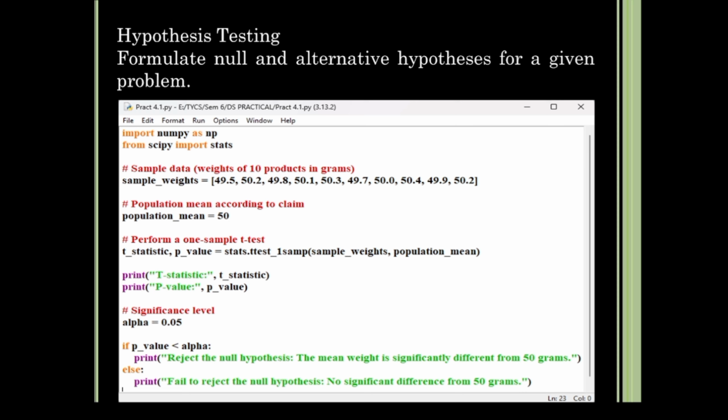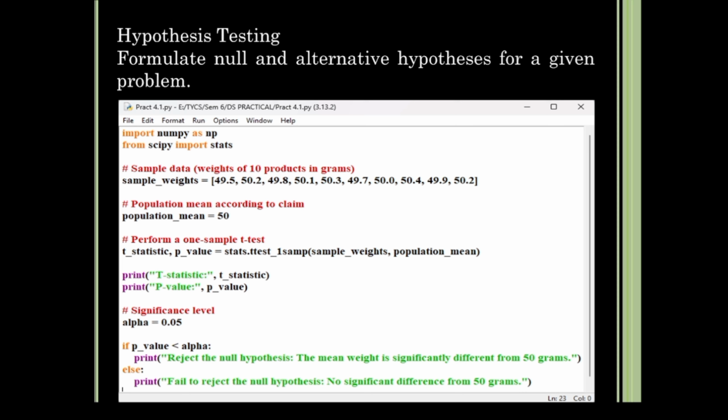So here we perform the t-test. We compare the sample mean with 50. We compare the p-value with 0.05. If the p-value is less than 0.05, then it rejects the null hypothesis. If it is greater than or equal to 0.05, then it fails to reject the null hypothesis. So let's imagine a company claims each product weighs 50 grams. If you randomly check 10 products, this test tells you whether the company is correct or the actual average weight is significantly different.